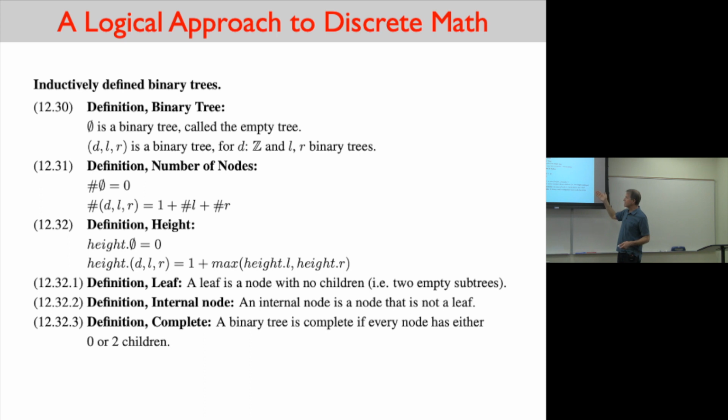So that's the base case, and then the inductive case is (D, L, R) is a binary tree if for all D. Now what does that mean? D in Z, integer. Integer, right? If for all D of type integer, and L and R being binary trees. So look, that is basically a non-empty binary tree has three parts to it. It has an integer and a left and a right. L stands for left and R stands for right.